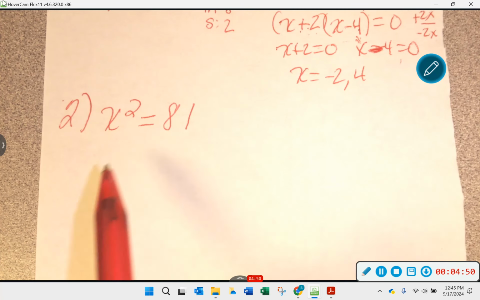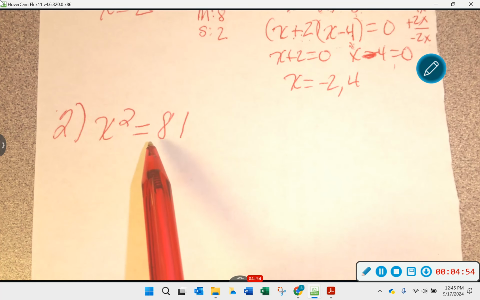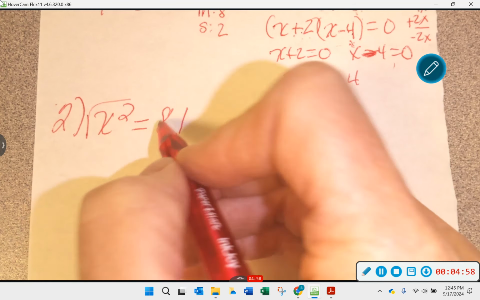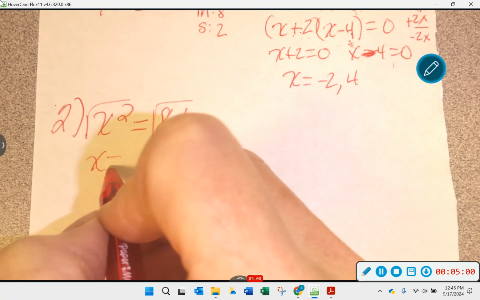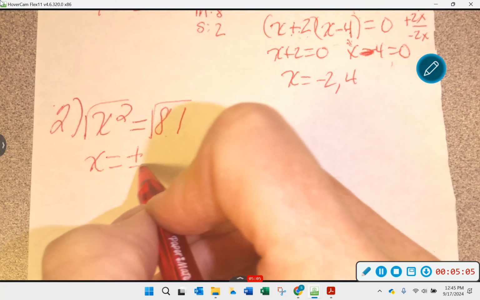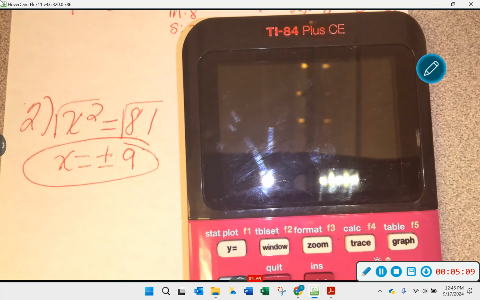All right, anybody think they know the answer to this one? What'd you get, Audit? Oh, 2 answers. So did you do the square root of this side and the square root of this side? And anytime we have an equation and we take the square root, it is plus or minus 9. I saw a lot of people who just had 9.